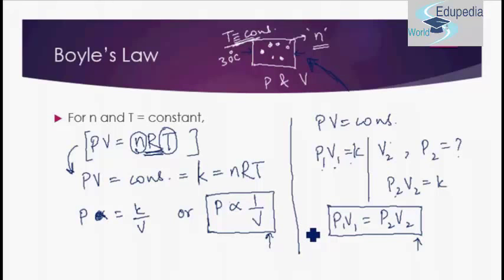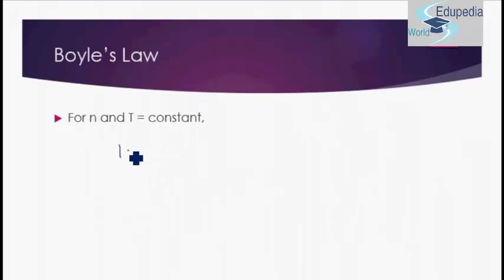Now two important things. One was obviously that n is constant, but the other more important aspect in Boyle's law is that temperature is constant. Such processes in which temperature is kept constant are called isothermal process. This is a term again which you have to memorize, isothermal process.